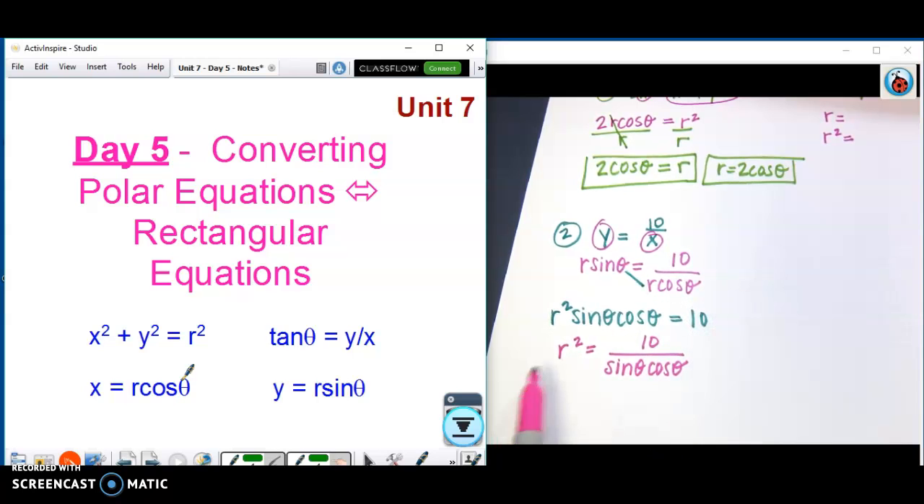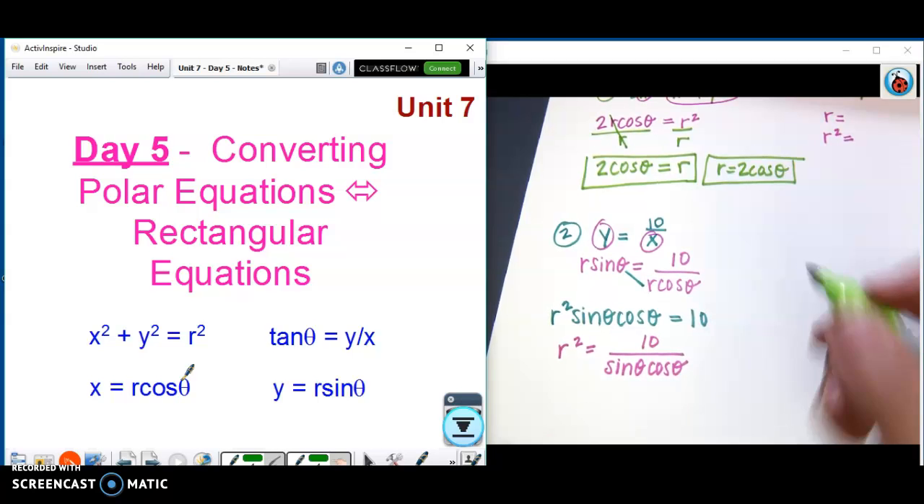This is the case where you want to just solve for r squared. You don't want to take a square root or anything here. So if you would have to take the square root, then just leave it as r squared. So this answer is correct, but there is a better answer.